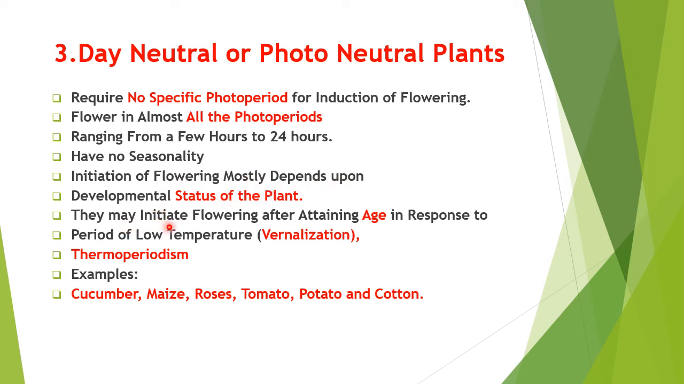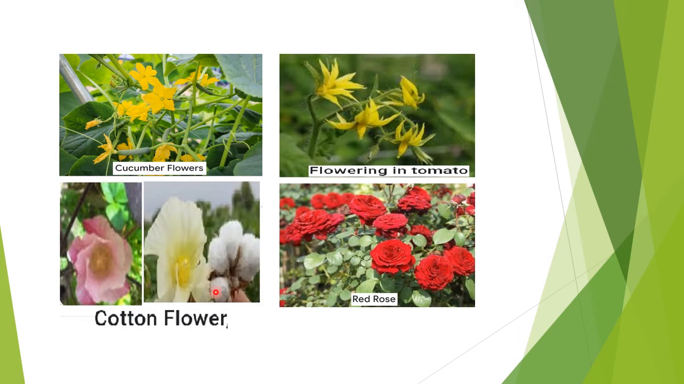They may initiate flowering after attaining age, in response to a period of low temperature, that's vernalization, or to temperature periods, that's called thermoperiodism. Examples are cucumber, maize, roses, tomato, potato, and cotton. These are called day neutral or photoneutral plants. So they follow the developmental status of the plant, not a particular photoperiod. We have cucumber flowers, flowering tomato, cotton flowers, and this is the red rose.